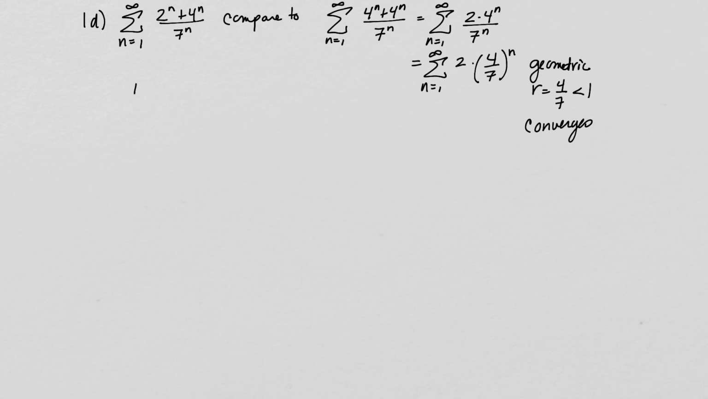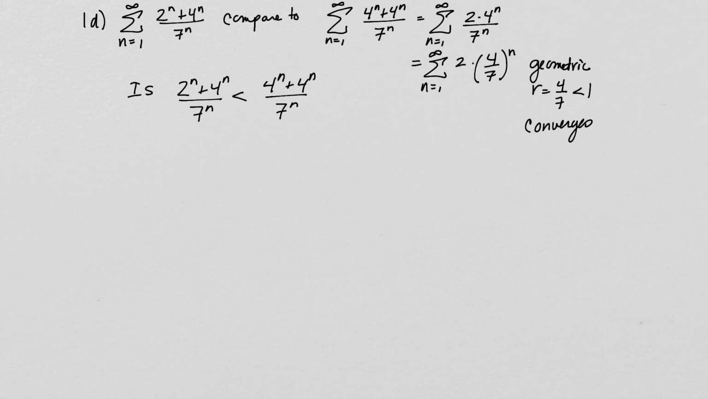So now I want to know, is 2 to the n plus 4 to the n over 7 to the n less than 4 to the n plus 4 to the n over 7 to the n, right? So that's kind of where I originally started. So what do we think? Is 2 to the n plus 4 to the n over 7 to the n less than 4 to the n plus 4 to the n over 7 to the n?